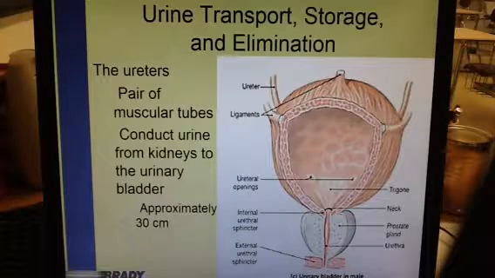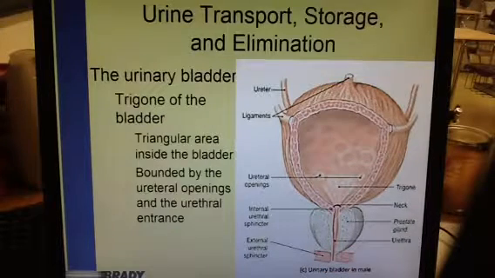So the ureters are a pair of muscular tubes. They connect the kidneys to the urinary bladder and conduct urine through there. They are approximately 30 centimeters long. Again, they're going to look pretty much the same, male and female, because they're coming out of the kidneys. But the bladder is going to look a little bit different, and then, of course, the urethra is going to look a little bit different when we look at male versus female.